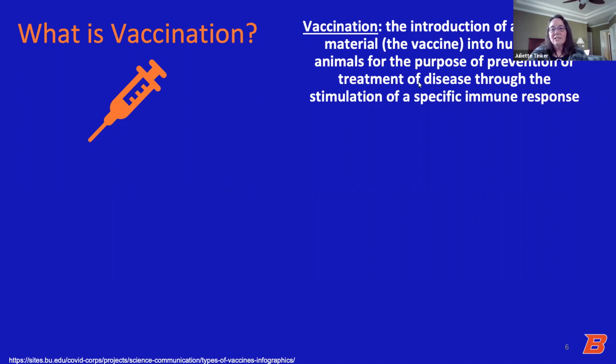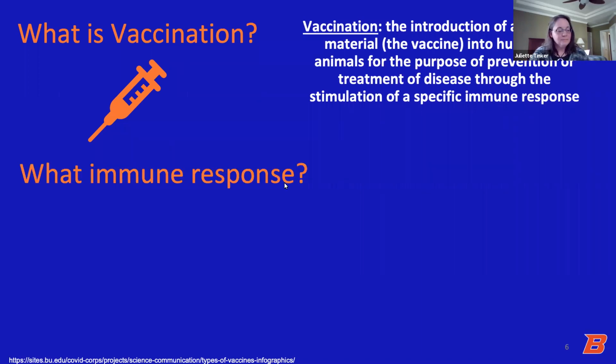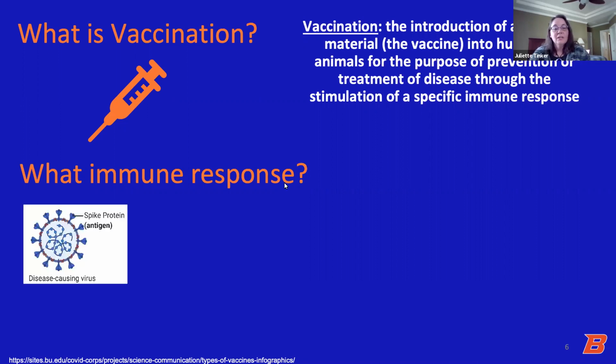Sometimes the vaccine is referred to as antigenic material or an antigen. That's a foreign material that your body hasn't seen before to induce the immune response. So what kind of immune response do we need with a vaccine? Well, this is a virus, and viruses tend to induce two types of immune responses. And you're going to hear this term during this webinar, and that's the spike protein. That's a large protein present on the surface of coronavirus that is the antigen that really induces our immune response.